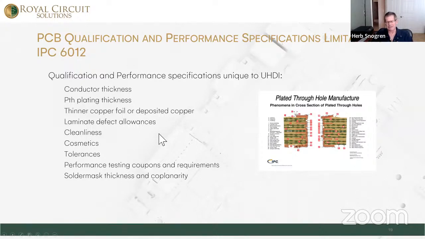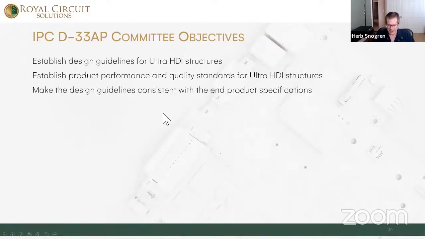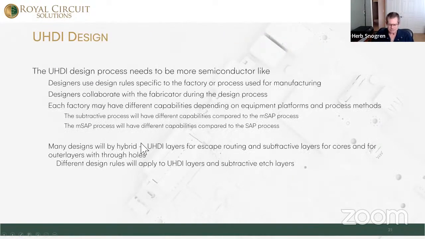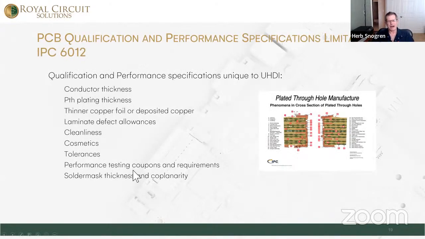The laminate defect allowances, a lot of those are just absolute numbers, and they work fine when you've got 3 mil lines and spaces. They don't work really well when the line widths and spaces are below 1 mil. So there's a lot of criteria in the standards that need to be updated for ultra-HDI.